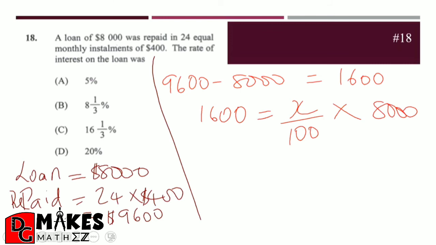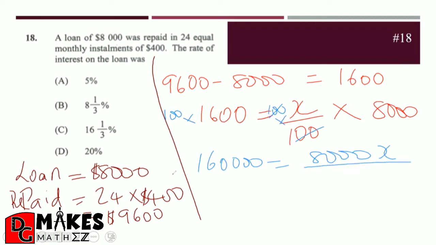I'll just do a shortcut of that when we are through. So you can go ahead and get rid of this 100 by multiplying both sides by 100. All right, and we would now end up with 8,000x equals 160,000, dividing both sides by 8,000, and we get x to be 20, and that would have been 20%.